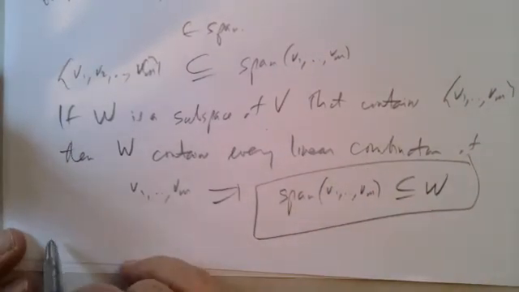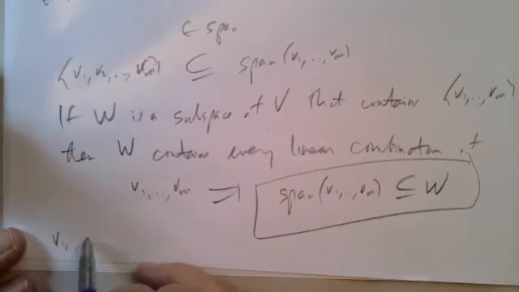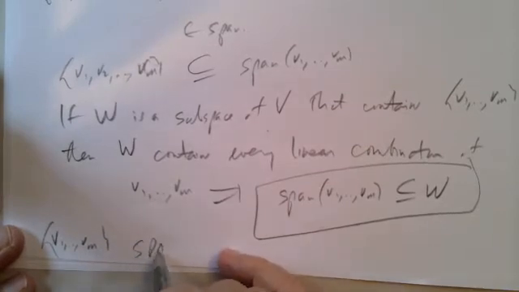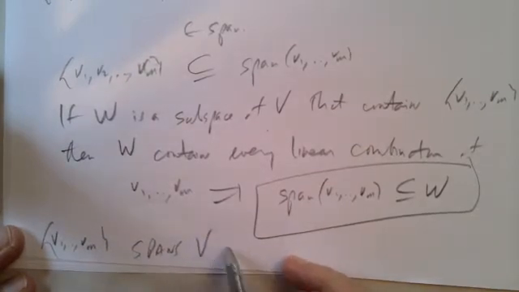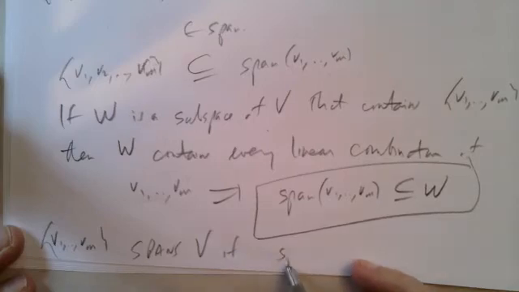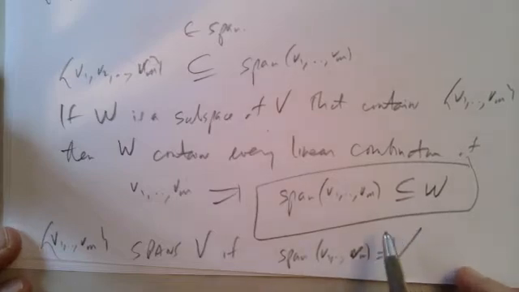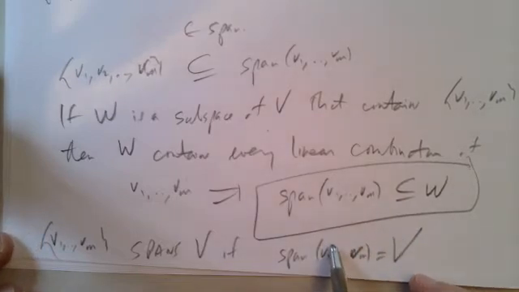So we say that the set of vectors V1 up to V sub m spans the vector space V if the span of all these vectors is equal to the whole space.